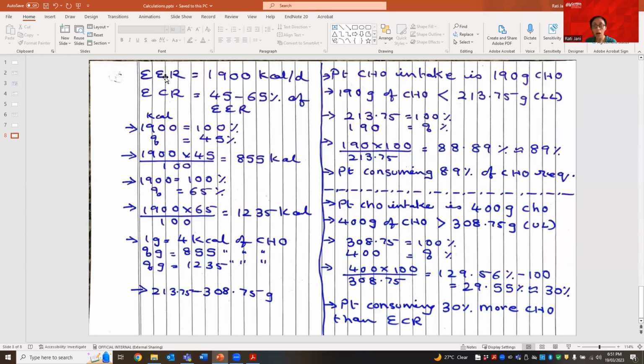So for example, let's just take that the patient's estimated energy recommendation is 1900 kilocal. Okay, so ideally the patient should be having so many kilocalories. All right, so this is what he ideally should be having according to the EER. And what is estimated carbohydrate recommendation? Well, your carbohydrate should be 45 to 65% of your estimated energy recommended.